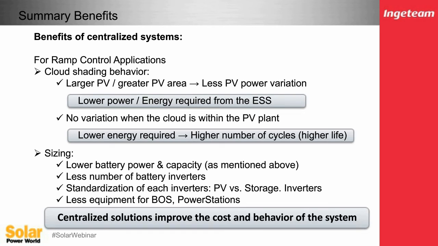Lower battery powers, as mentioned above, require less capacity, therefore fewer battery inverters. And in that centralized system, take advantage of standardized inverters. The PV inverters are standardized, the storage inverters are standardized. I'll explain further some of the inverters in our product line later. And when you consider that power station effect of connecting 2 or 3 of each inverter style into one transformer, you have less balance of system equipment. All of these have a cost savings to your entire plant operation.